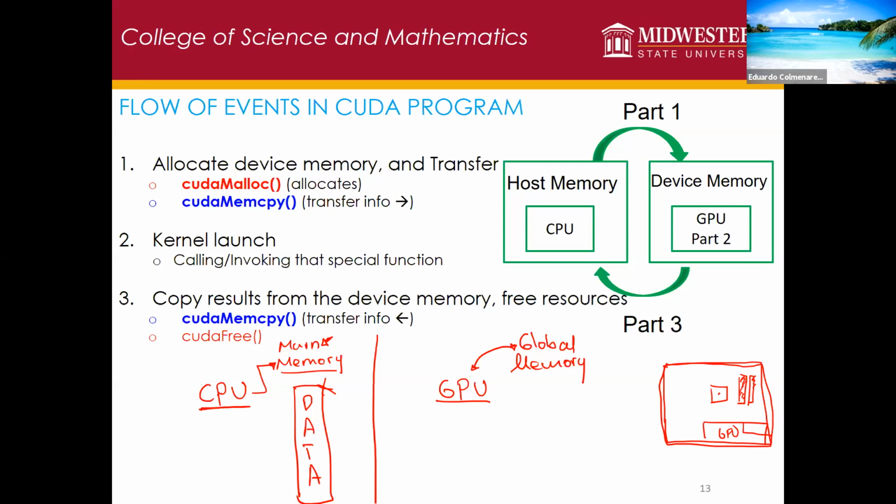At that point, I no longer need your data or the information that I processed because I already gave it to you. And I will return the resources to the system using CUDA free. So that is, in simple terms, the flow of events that is going to happen. So it's important for you to understand the hardware and software at this point.